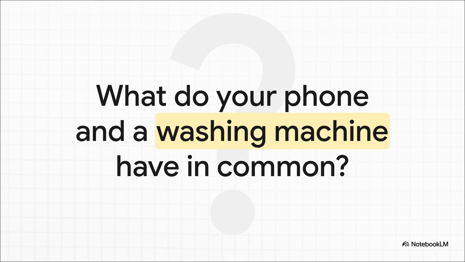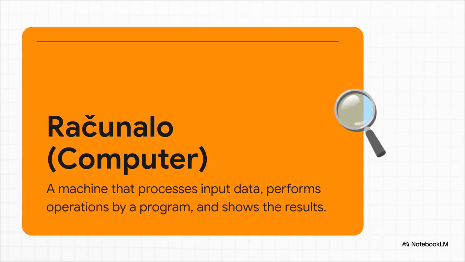Now that probably sounds like a weird question, right? But the answer gets to the very heart of what we're talking about today. See, both the super complex device in your hand right now and that appliance doing your laundry share a fundamental identity. At their core, they are both computers. So what does that really mean?